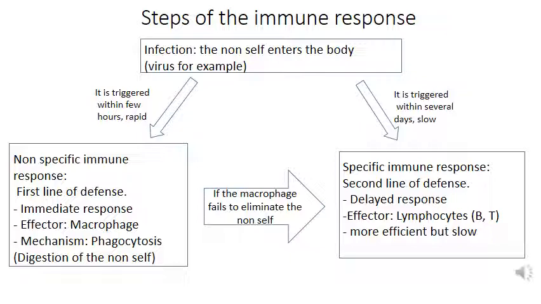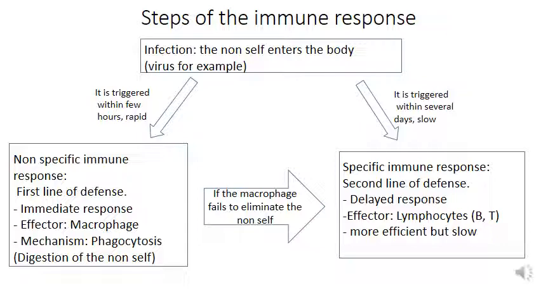It's a delayed response because it takes time to be triggered, and it is slow. The main effectors of this immune response are the lymphocytes B and T. It is slow, yes, but it is actually more efficient than the non-specific immune response. What do you think? Why did we call the first line of defense a non-specific immune response, while the second one a specific immune response?